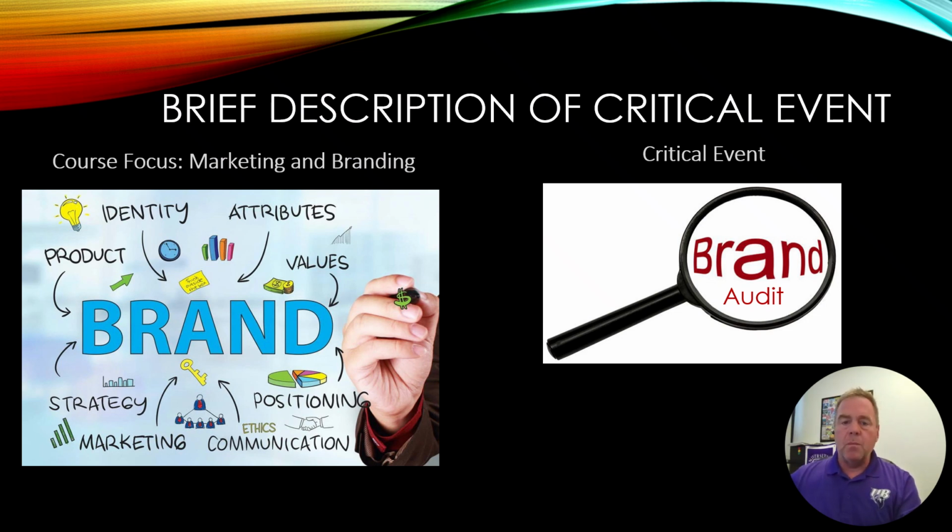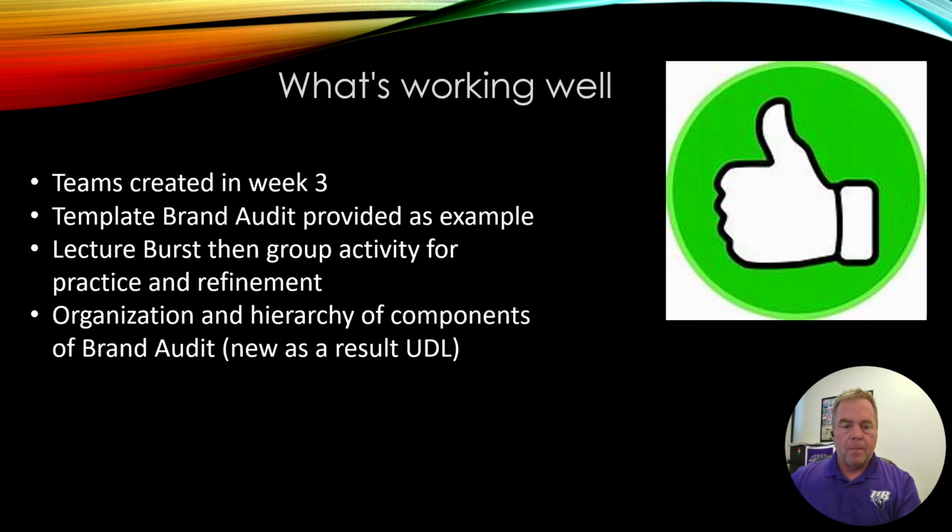Before we look at potential barriers for learning during the critical event, let's look at some things that are working well. There are many things that are working pretty well for the brand audit. We foster collaboration and community, checkpoint 8.3, when teams are created early in the semester. We activate background knowledge, checkpoint 3.1, when we provide a template brand audit as an example. And we optimize individual choice and autonomy, checkpoint 7.1, when we provide a short lecture followed by active learning and supplemental videos.